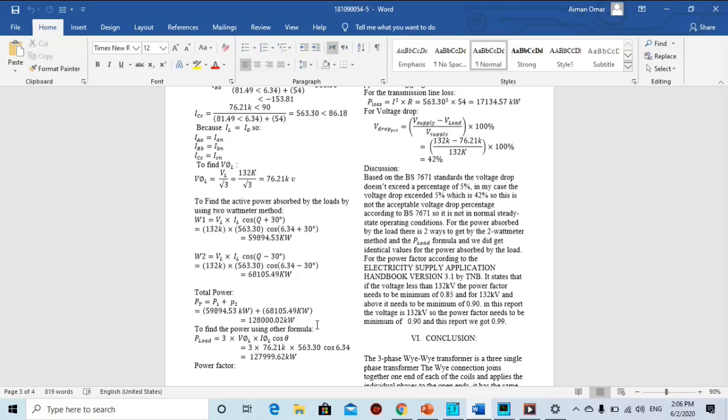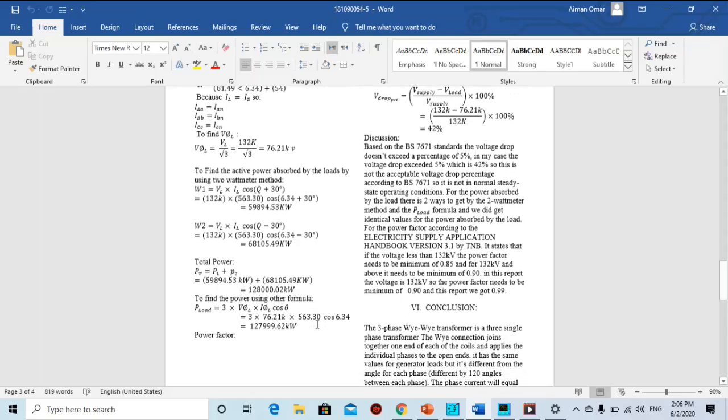128.02 kilowatt. And to find the power using the other formula or other measuring method, P load will equal to 3 multiplied by V phase load multiplied by I phase load cosine theta, so it will be 3 multiplied by 76.21K multiplied by 563.30 cosine 6.34, so it will equal to 999.62 kilowatt. So it's the same value using the two wattmeter method and the conventional method.